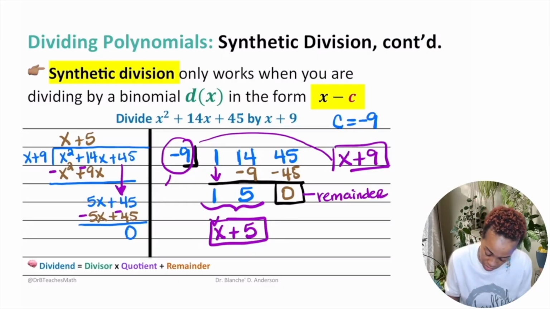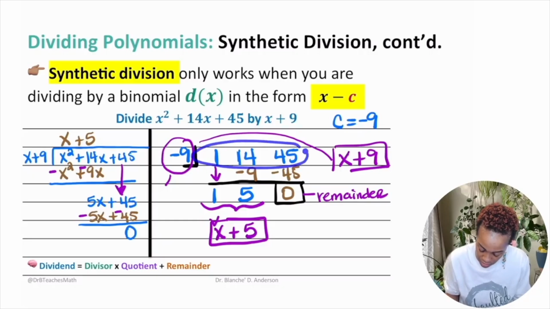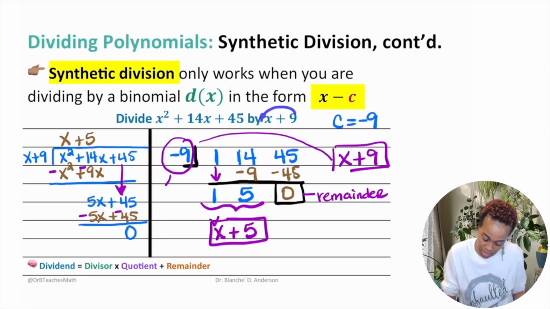All we did, we took the coefficients and they went here. We wrote this in the form of x minus c. Okay, we put the c here. The first number comes down, and then you take 1 times the -9, get -9, and then you add. We said 14 plus -9 was 5. Then we take 5 times the -9 and we got -45. And then we said 45 plus -45 is 0. And we knew that we were done.